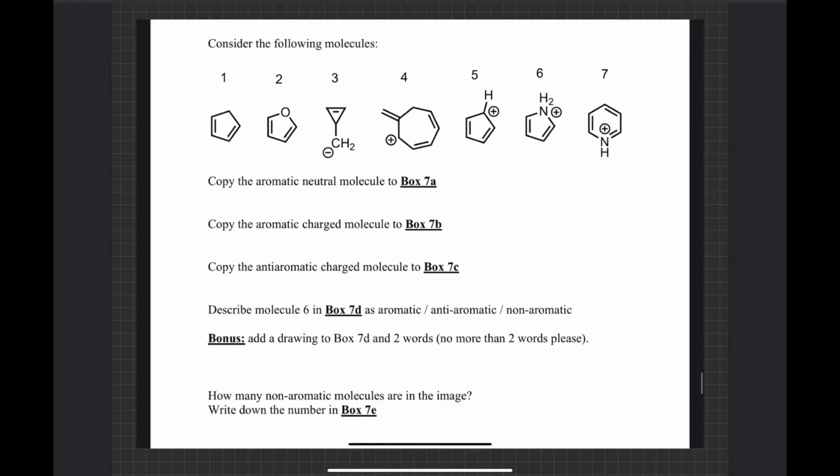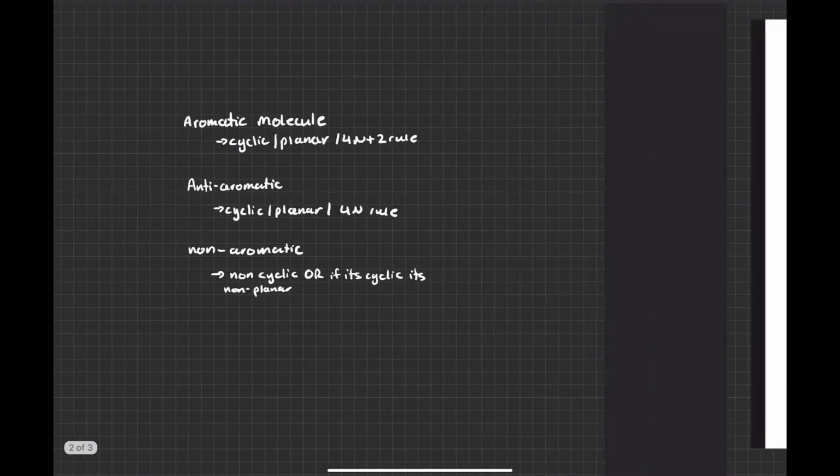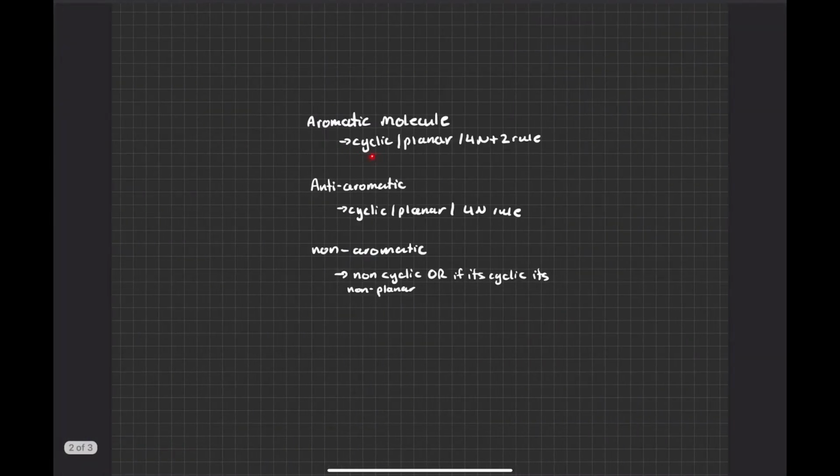Today we are going to be solving problem 7. 7a asks for an aromatic neutral molecule. So let's find out what an aromatic means first. An aromatic molecule is cyclic, planar, and its pi electrons follow the 4n+2 rule.